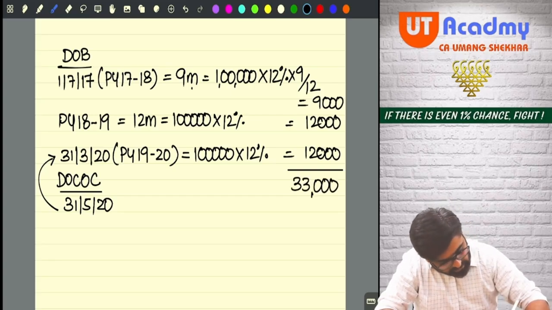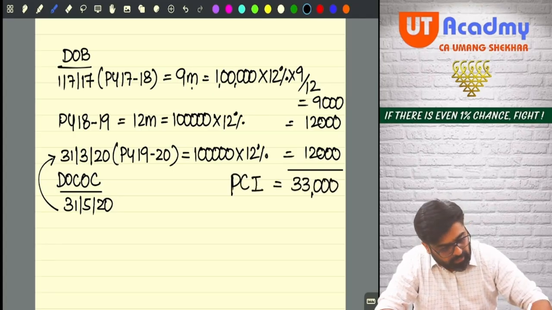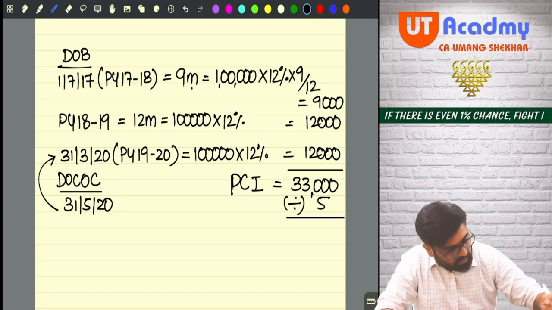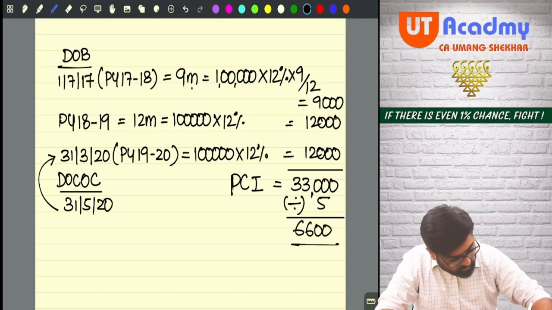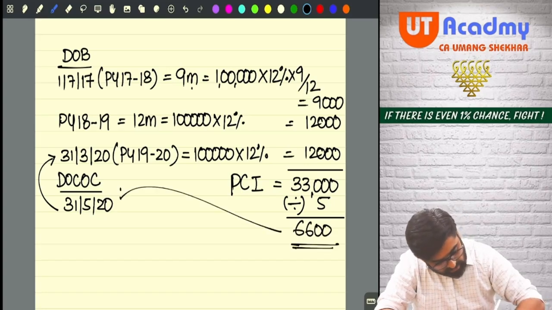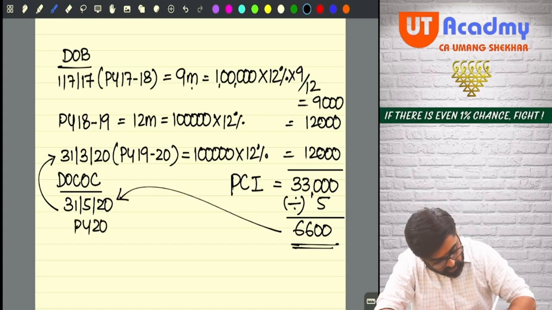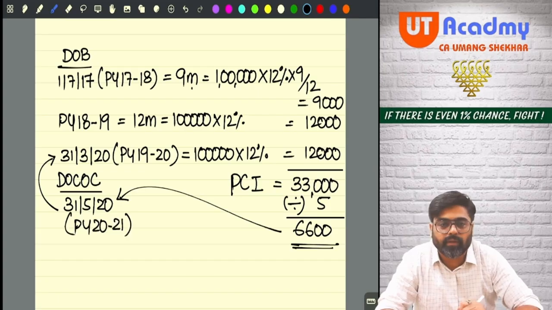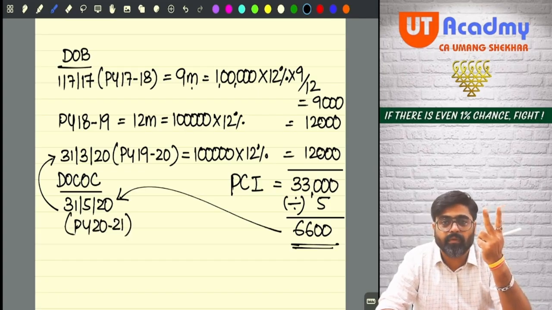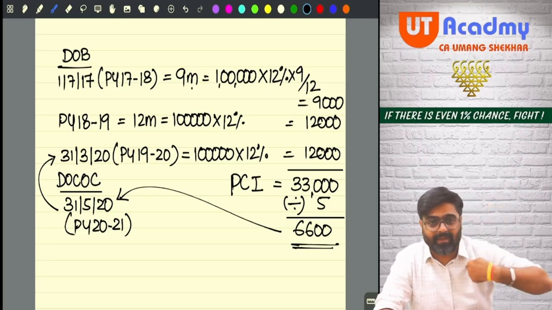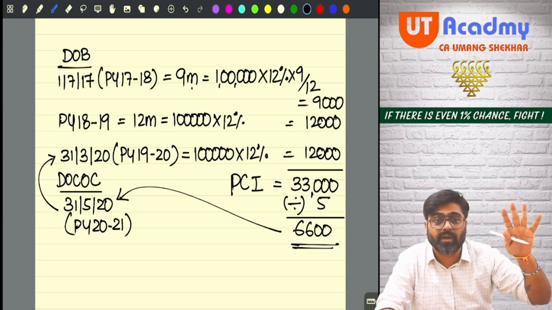Can I say this 33,000 is my pre-construction interest? And this will be allowed in 5 equal annual installments. So this divided by 5 will give me 6,600. This will be allowed for the first time in the year in which the construction was completed, and that was 2020-21. Then 21-22 second time, 22-23 third time, 23-24 fourth time, and in the current year this will be allowed for the last, 5th time.